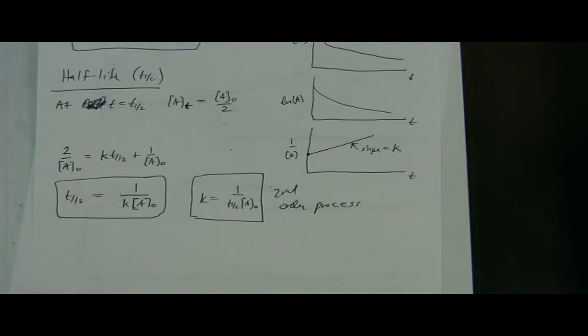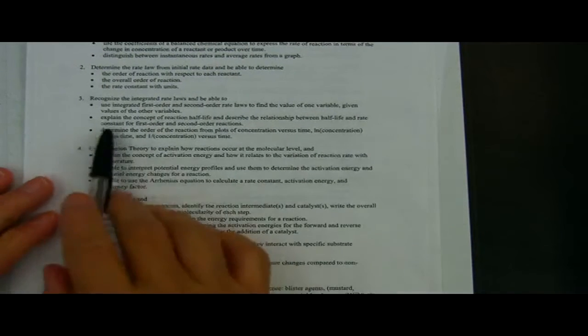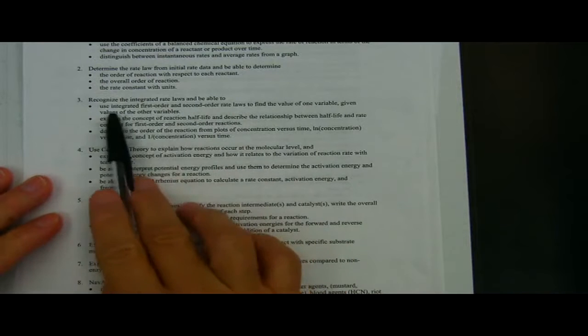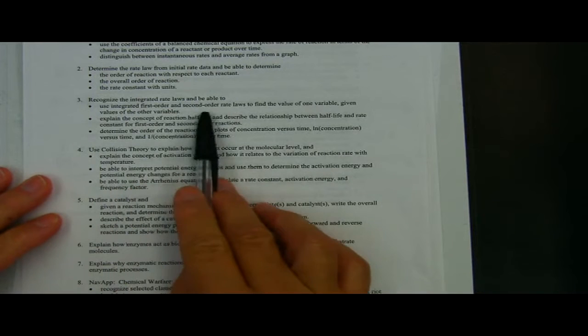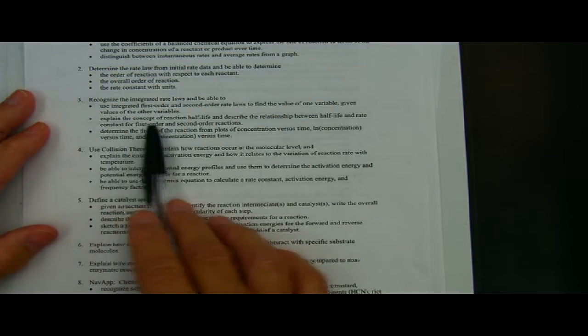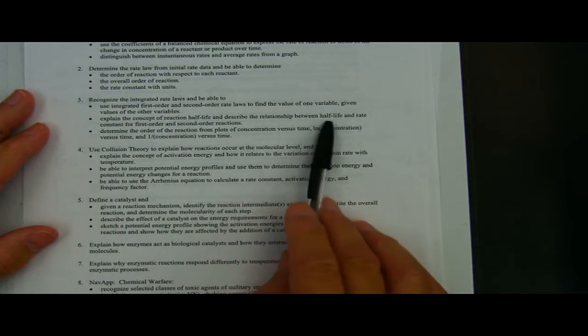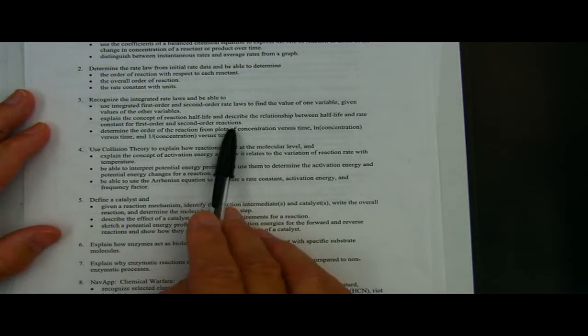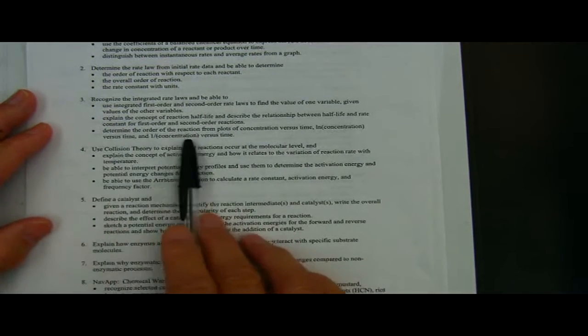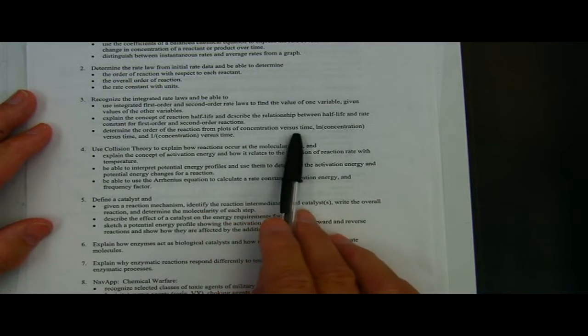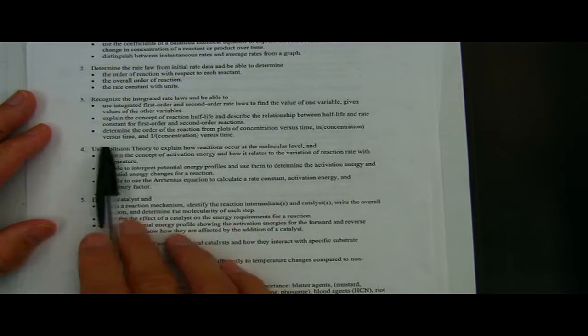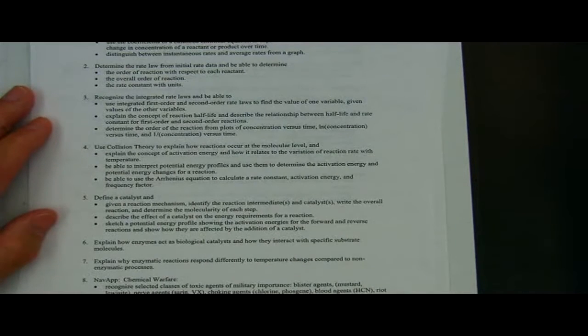All right, now, see what we've learned so far, or at least what I've tried to teach you. Recognize integrated rate laws. Be able to use integrated first order and second order rate laws to find the value of one variable given the values of the other. Right. So we have those two equations. Explain the concept of reaction half-life. Describe the relationship between half-life and rate constants, first and second order reactions. Okay. Determine the order of the reaction from plots of concentration versus time, log concentration versus time, and 1 over concentration versus time.